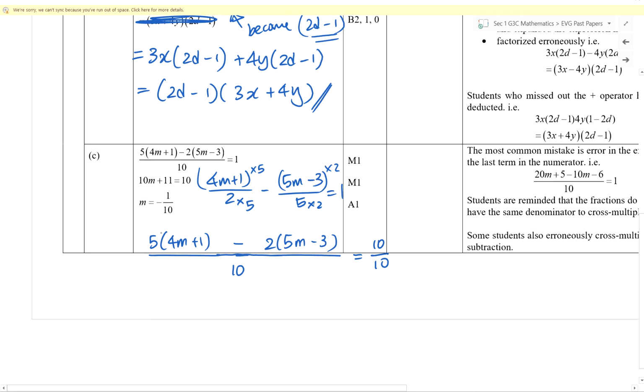When you expand, 20m plus 5, no problem. Negative 2 times 5m, you get negative 10m, no problem. The problem lies over here. Negative 2 times negative 3 is positive 6, not negative 6. So this is over 10. This is equal to, if you like, you can leave it as 10 over 10. You can put it as 1 over 1. You can just leave it as 1. It is up to you.